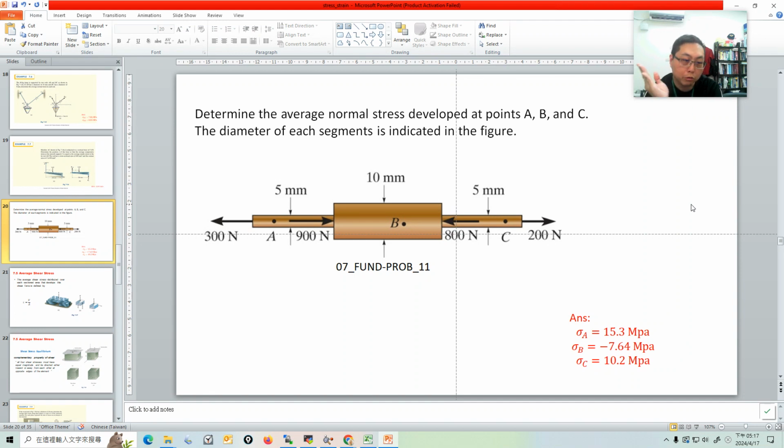This problem wants to calculate the stress at points A, B, C. It gives you the diameter of each section, and there are some external forces here: 200 Newton here, 800 Newton here, 900 Newton here, and 300 Newton here. What's the stress, more specifically the normal stress, at A, B, and C? Here we will use the cut section method once again.